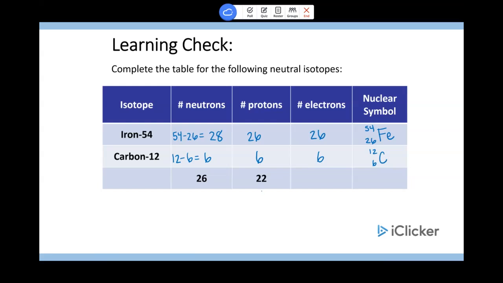For this last row, the number of protons is the key information here. Number of protons is 22. If you look for the element that has 22 protons, it is titanium. Neutral, so 22 electrons, same number of protons. And then its mass number is the protons plus neutrons. So we have mass number of 48. So we have titanium 48.